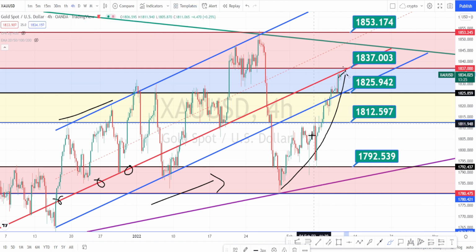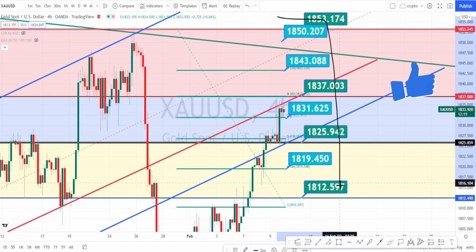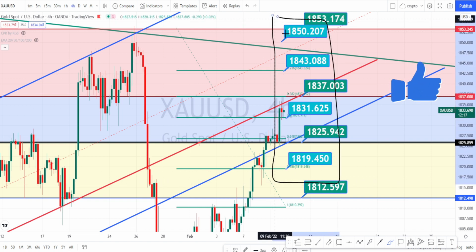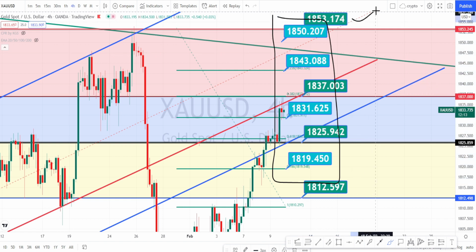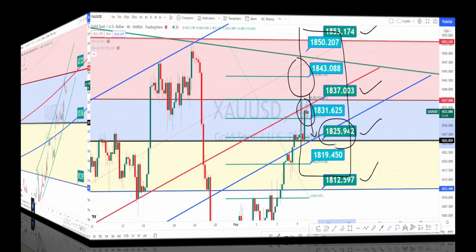Let us mark the support and resistance levels. So the values marked in the blue color boxes are the support and resistance levels for 4 hours time frame, and the values in green color boxes are the support and resistance from the daily time frame. Let us do the analysis in 30 minutes time frame.